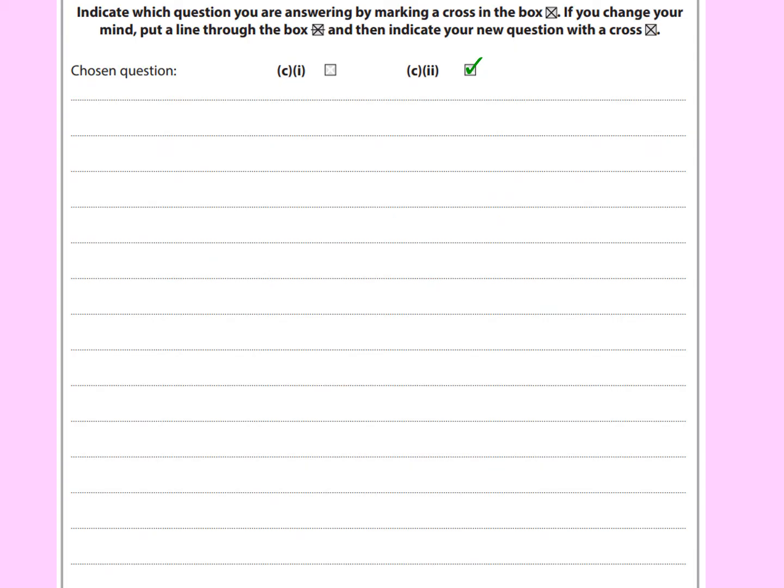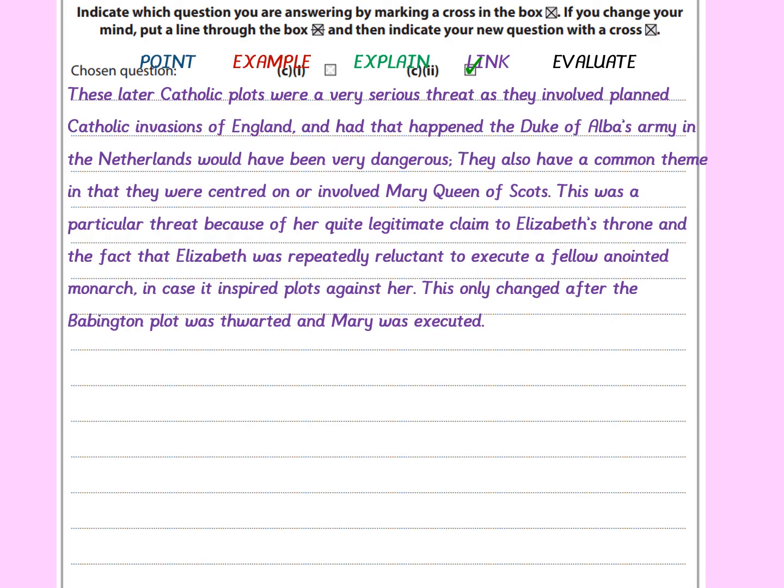Giving some good supporting examples might not be enough on its own though. We need to really link it back to the question. Was the revolt of the Northern Earls the most serious threat that Elizabeth faced? These later Catholic plots were a very serious threat, as they involved planned Catholic invasions of England, and had that happened, the Duke of Alba's army in the Netherlands would have been very dangerous. They also have a common theme in that they were centred on or involved Mary Queen of Scots.